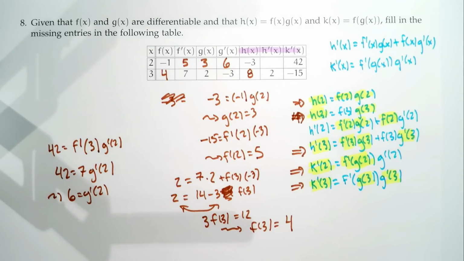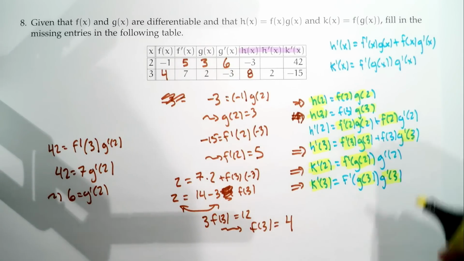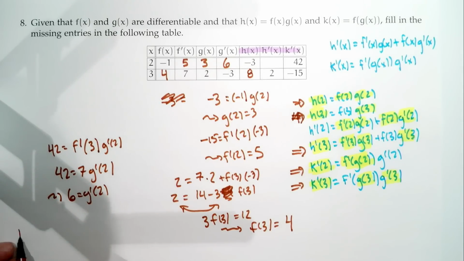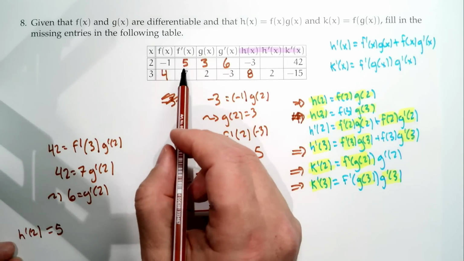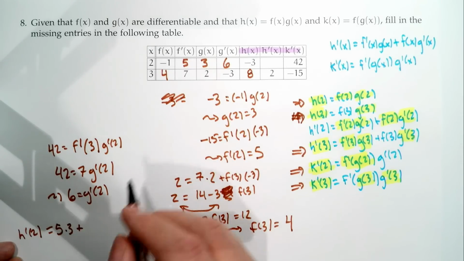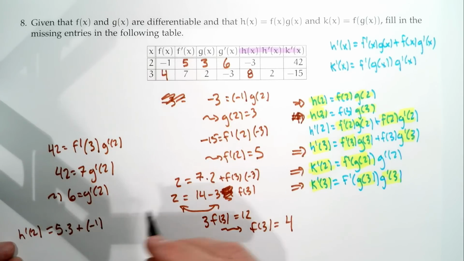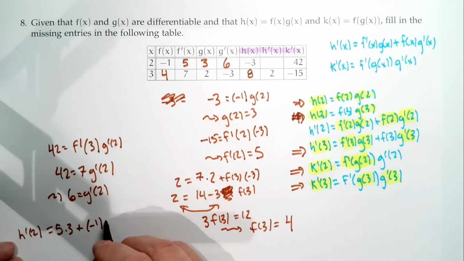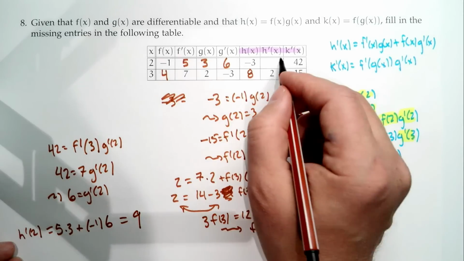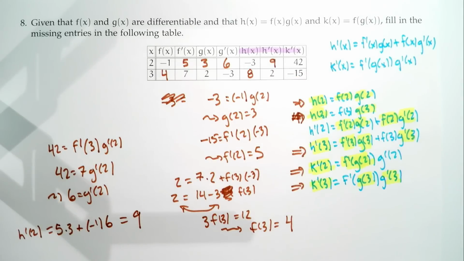Now we can find h prime of 2. So how do we do that? Well, we just plug our pieces in. So our final thing is that h prime of 2 is equal to f prime of 2, which is 5, times g of 2, which is 3, plus f of 2, which is negative 1, times g prime of 2, which is 6. So we get 5 times 3, which is 15, minus 6, which gives us 9. And that's our answer. So that's the chart.